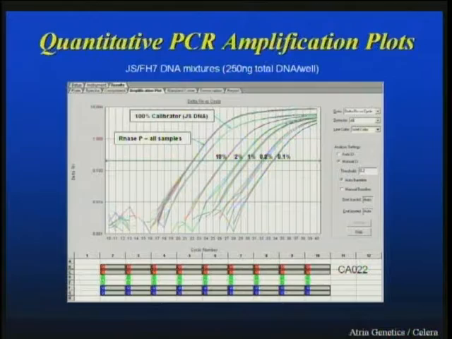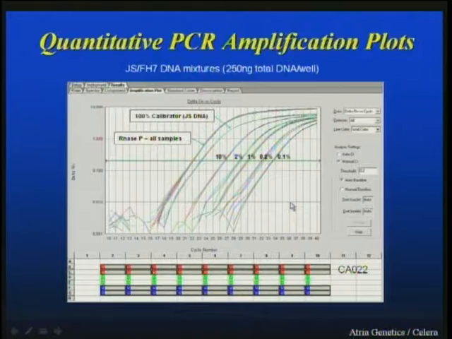As I said again, these are all from Celera. We haven't actually tested this out to any great extent in the lab. This is a DNA that they call the JS DNA, and there's triplicates of different concentrations of this DNA, ranging all the way from 0.1% to 100%. And the range is 0.1, 0.2, 1, 2, and 10%. As you can see, the triplicates are pretty tight in terms of when they cross the threshold. Their CT values are pretty tight.